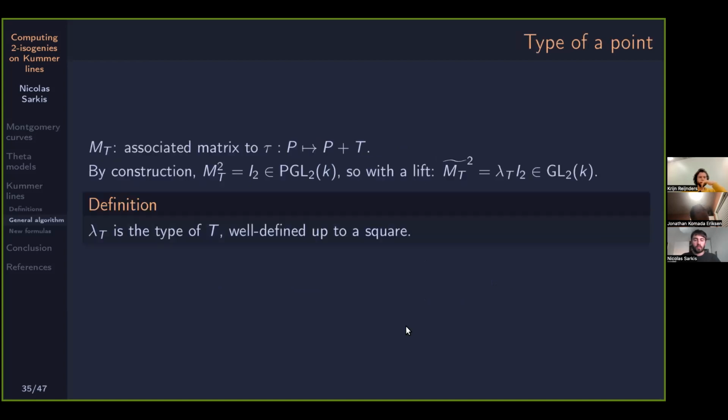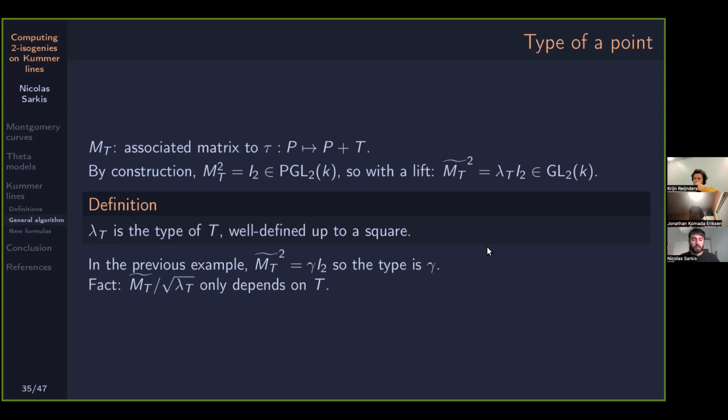So M_T is the associated matrix to tau. And by construction, because T is of two torsion, if you just do tau squared, you get P plus T plus T, so it's just the identity. So M_T squared is also equal to the identity in PGL2. So with the lift, you have a small constant called lambda T, which we call the type of T, and it's well defined up to a square. This is because of the previous remark on gamma, that it only depends on the square.